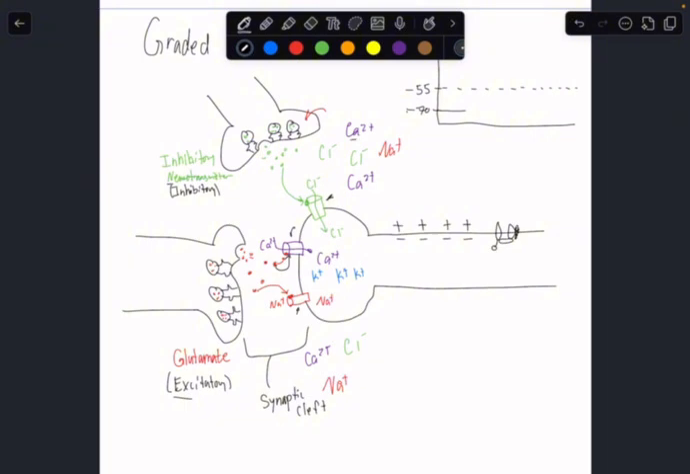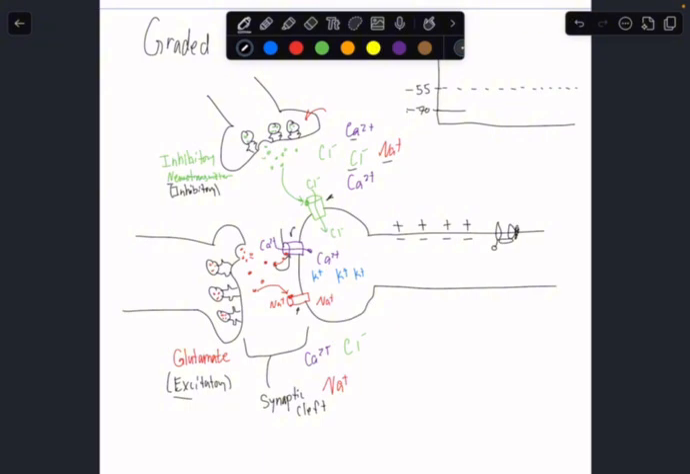We have calcium, chloride, sodium, right? So there's different channels for specific things. For example, for this calcium, once that neurotransmitter binds to it, the door opens up, and calcium is able to rush into the cell and make it more positive. And the same thing happens with the chloride that goes in. It can make the cell more negative.